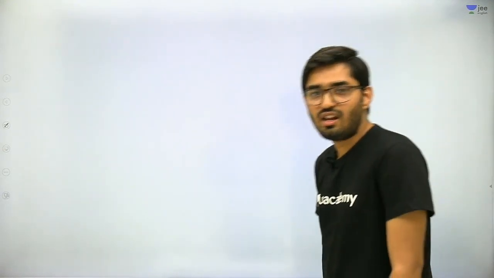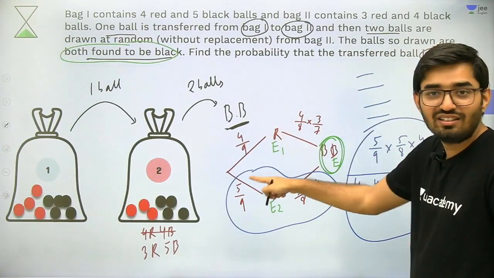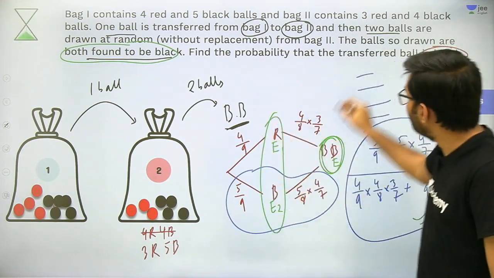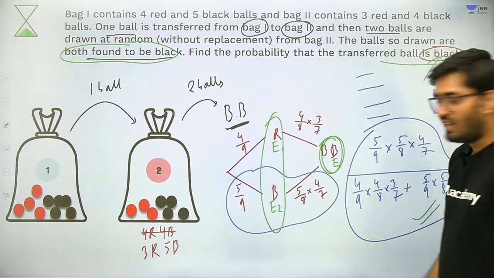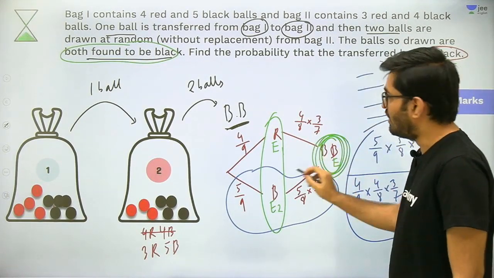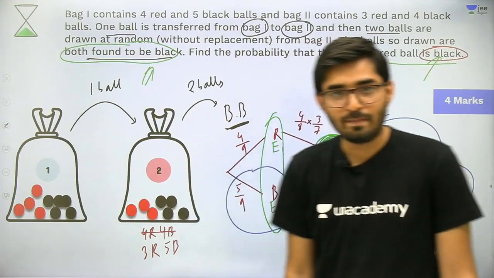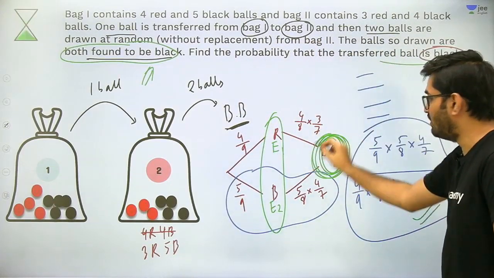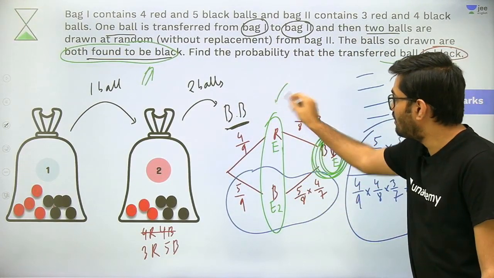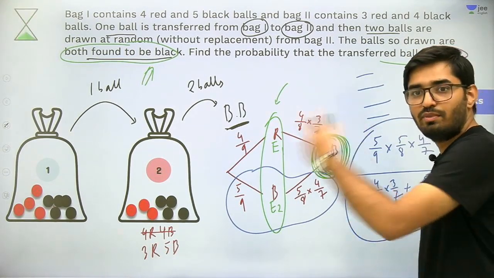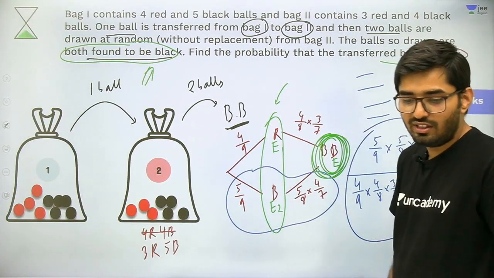Understood? And here they are asking about something that is happening in between, like the transferred ball was black, and the end result is already given, that finally we got two balls and both of them are black. So this end result is given and they are asking about something that is happening in between, then this is a question of Bayes theorem, and the previous one was a question of total probability theorem.